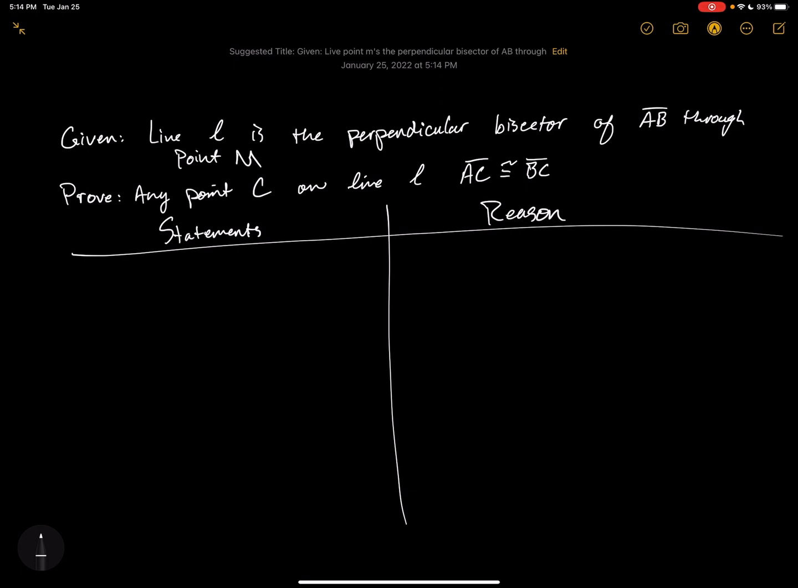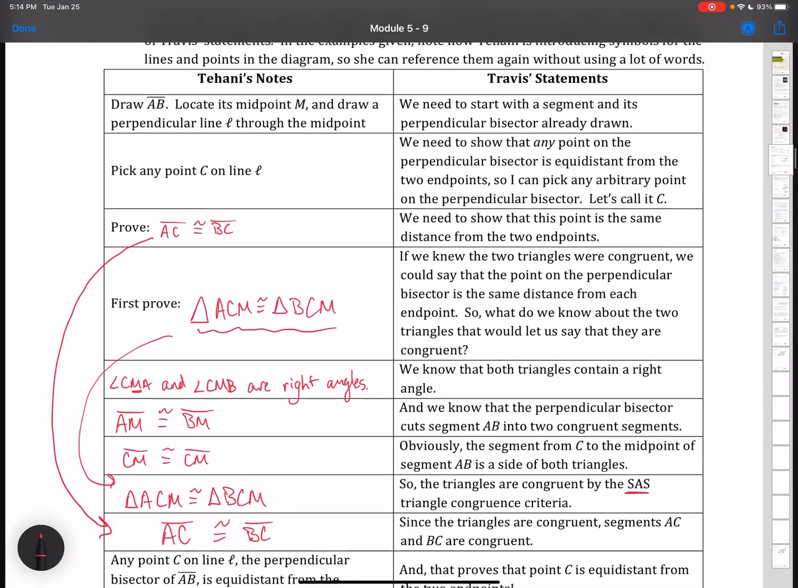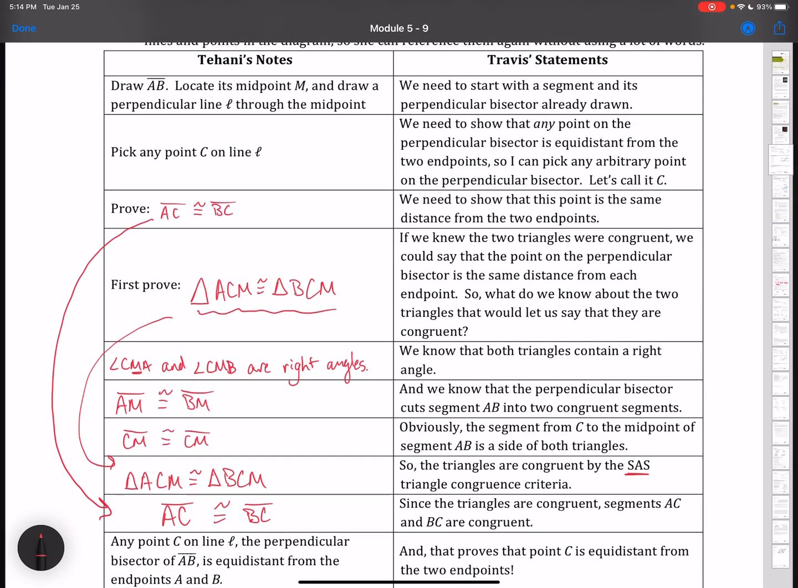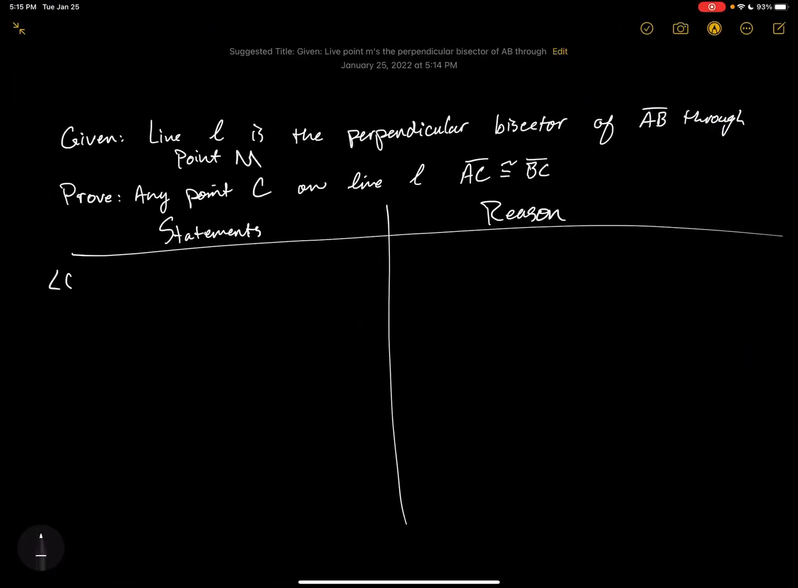So let's start with that same idea that we started with in Tehani's and Travis's proof. The first thing that they started with really is this idea that angles CMA and CMB are right angles. So let's write that down as a statement. Angle CMA and angle CMB are right angles. Make sure you write angles there and not angels as well. That's an easy thing to make a mistake.